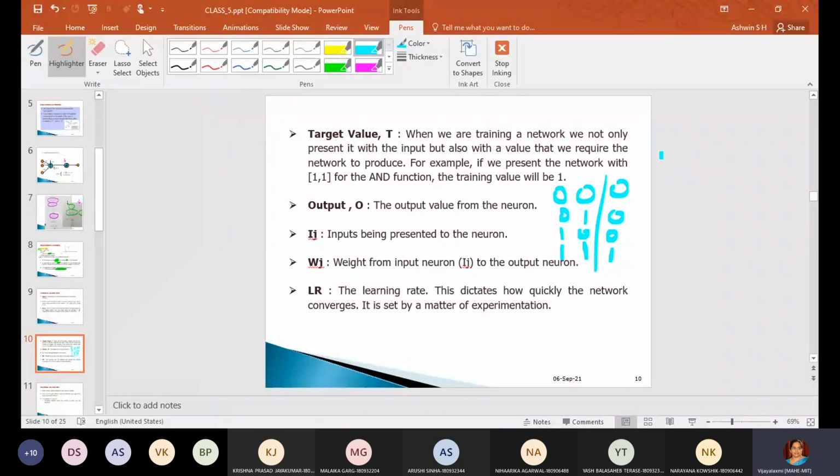So what is O then? O is the output which the network has given. What is our ultimate aim? We have to train the network until O becomes T, with minimum permissible error. Then I is with respect to input, W is weight, and LR is the learning rate. Some textbooks use alpha, some use eta. Let us use alpha as the learning rate.